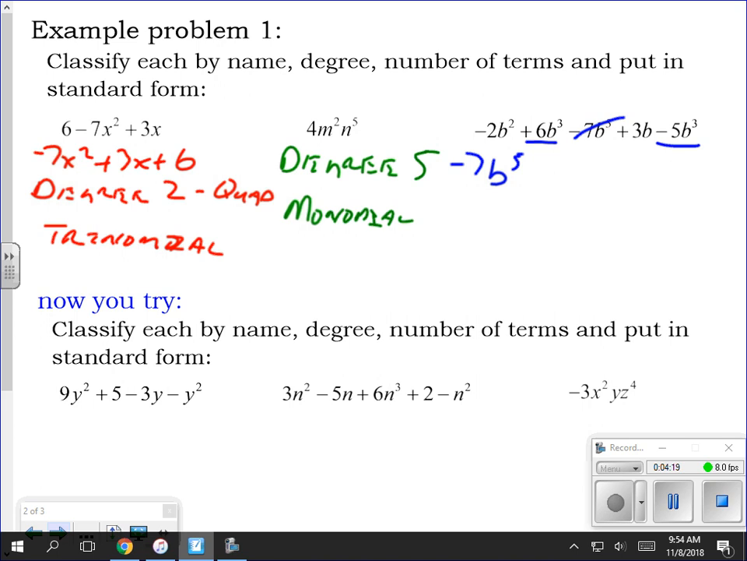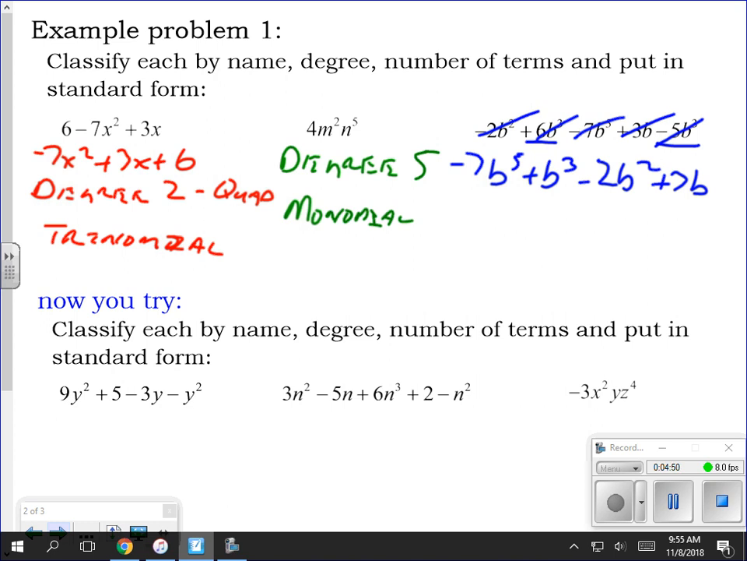So how many b cubes do I have? I have 1. I had 6, I took away 5, so I've got 1. 6 minus 5 is 1. And then I look at what's left. Okay, then I've got b squared. I have minus 2b squared. And then I have plus 3b. And I don't have anything else.